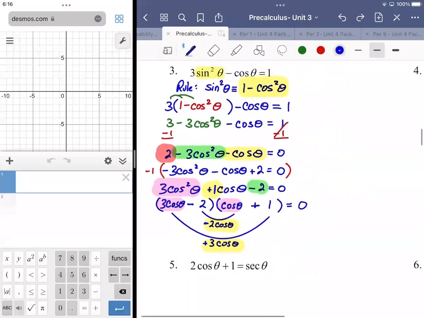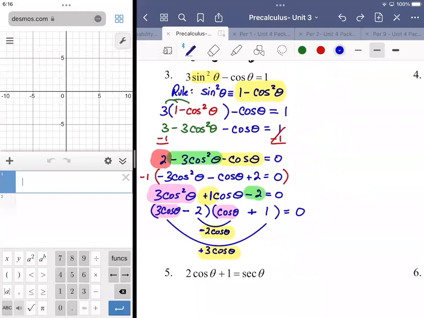But once you have your 2 factors, now you set each of those 2 factors equal to 0 and solve. So 3 cosine theta minus 2 is set equal to 0, and cosine theta plus 1 equals 0.